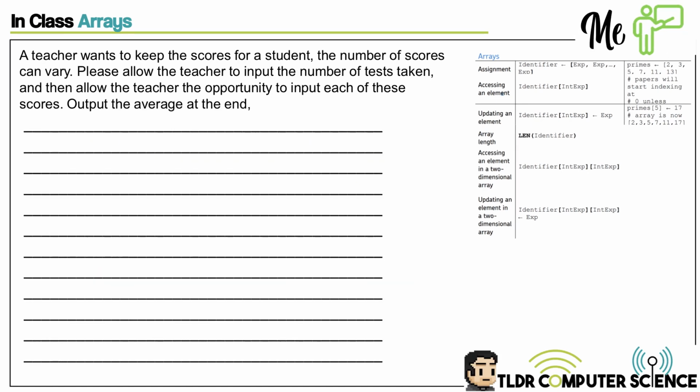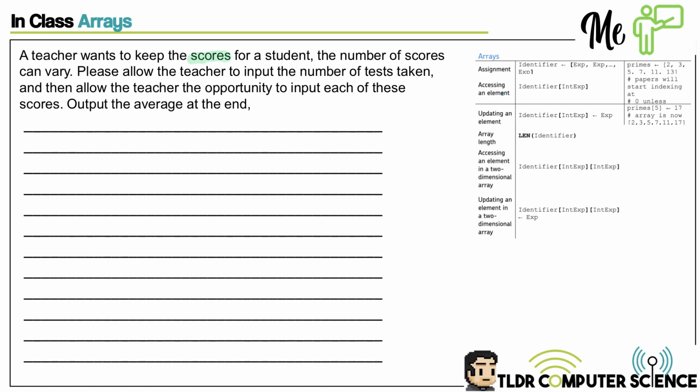Okay, so let's look at this problem here. If we remember, we're trying to use computational thinking by decomposing ideas and abstracting the crucial information. And one of the things we did is that we looked for variables, actions, and values that we were going to use. So I'm going to read this problem here. A teacher wants to keep the scores for a student. Do you see any variables we might need to be keeping?